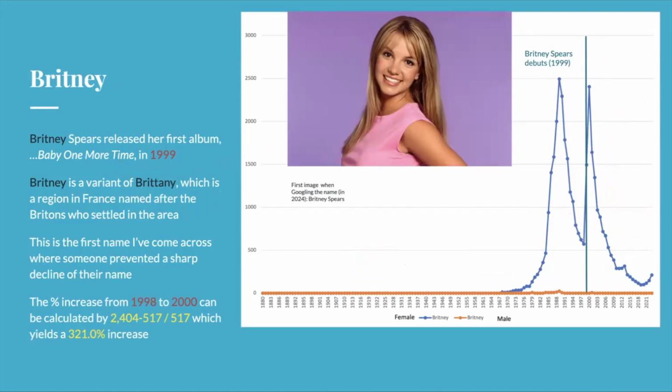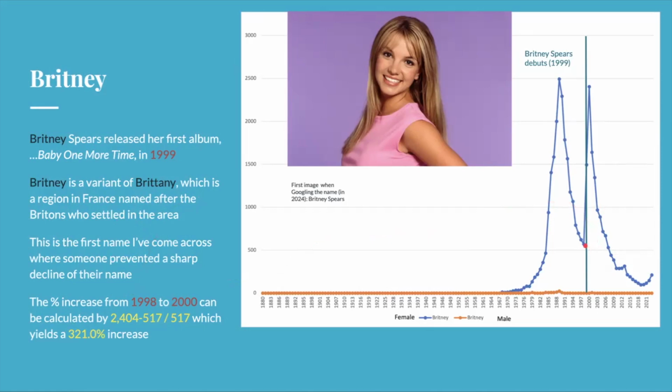So Britney, spelled Britney, is a variant of Brittany, spelled Brittany, which is a region in France named after the Britons who settled in the area. And was one of the first names I've come across where someone prevented a sharp decline of their name, like an actual person. Jolene did the same thing, but that wasn't a real person.